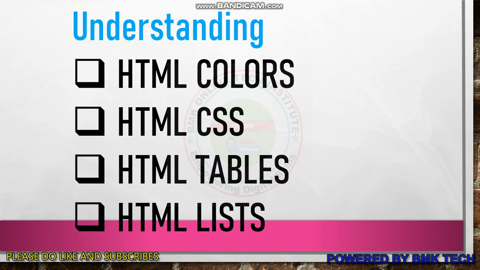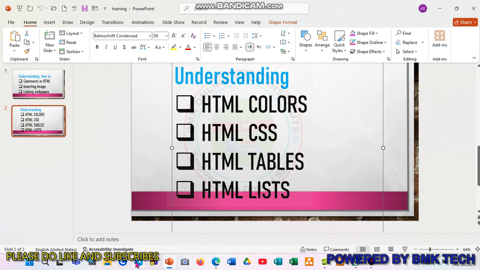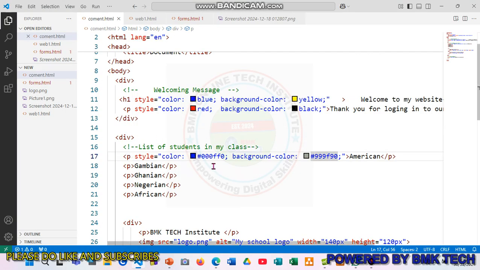Hi class, welcome back to our previous video. In this video, we'll be continuing with the HTML colors. You have seen that the HTML colors do a lot of things within our HTML code. We can add a color to the text and then a background color to it. So we started dealing with the hexadecimal notation.